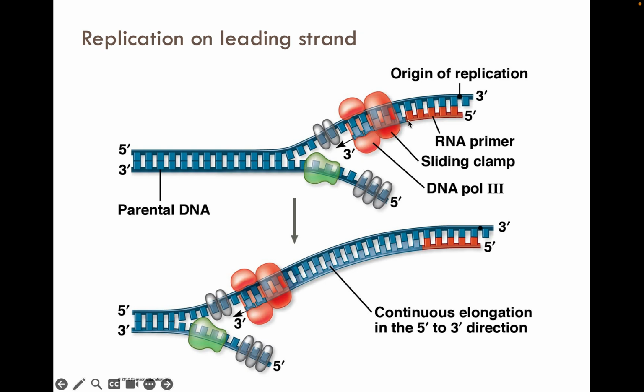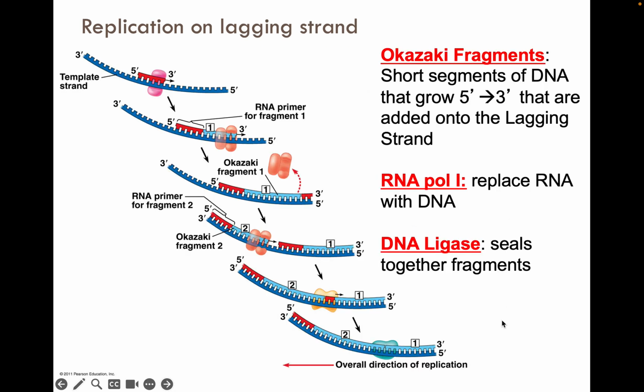Replication on the leading strand is able to happen in one continuous motion as helicase unwinds. But on the lagging strand, we have to go piece by piece and then fit all the pieces together to build a long complementary strand of DNA.